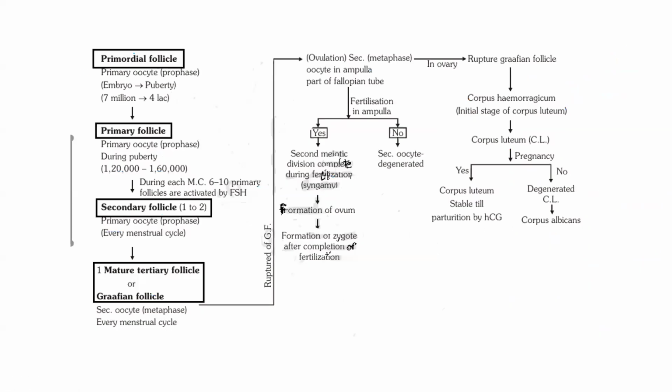See the summary. Primary follicle during puberty, this many are present. Secondary follicle, which is having primary oocyte. Mature follicle will have secondary oocyte. Then ovulation will be done. After that, Graafian follicle will rupture, ovulation will be done. If fertilization is done, then only the second meiosis will be completed. If fertilization is not there, secondary meiosis will not be completed.